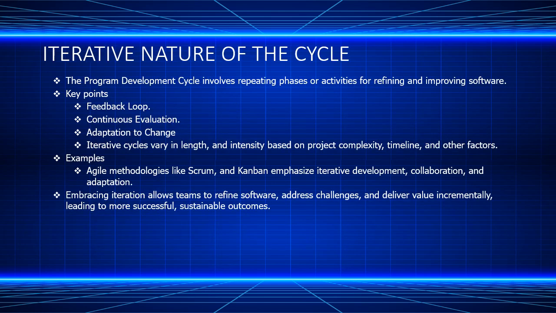Let's explore the dynamic rhythm that beats at the heart of the program development cycle, its inherent iterativeness. Here are some key points about the iterative nature of the cycle. Feedback loop: each phase of the cycle intertwines with the next, forming a continuous feedback loop that fosters improvement and refinement. Feedback from each phase informs and enriches the subsequent phases, ensuring a continuous cycle of enhancement.